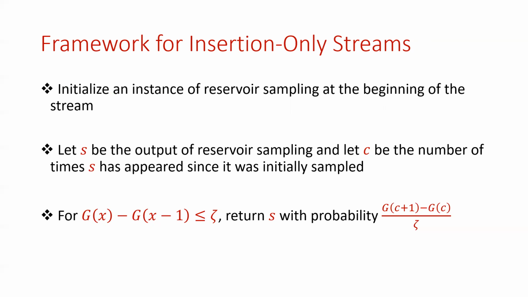So we initialize an instance of reservoir sampling at the beginning of the stream. And now let S be the output of the reservoir sampling algorithm, and let C be the number of times S has appeared since it was initially sampled by the reservoir sampling algorithm. Now, if the measure function can only increase by zeta each time the coordinate increases by 1, then we'll return S with probability equal to the measure function evaluated on C plus 1 minus the measure function evaluated on C, divided by zeta. And here we're going to assume that zeta is bigger than 1.